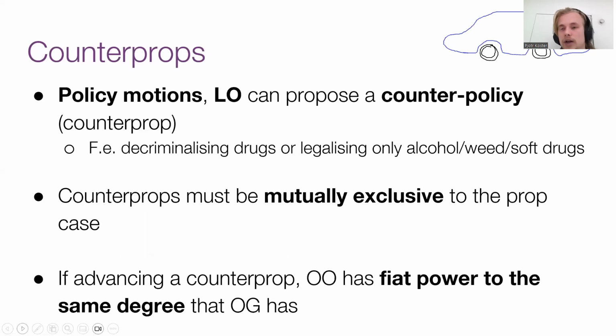Now, counter props. If you have a policy motion, so this house would, or this house believes that X should Y, the leader of opposition can propose a counter policy. So you can say, you can decriminalize drugs instead of legalizing it. The thing is, the counter props must be mutually exclusive to the prop case. And what's also important is only OO has the fiat to set a counter policy. So closing opposition cannot do another counter fiat.